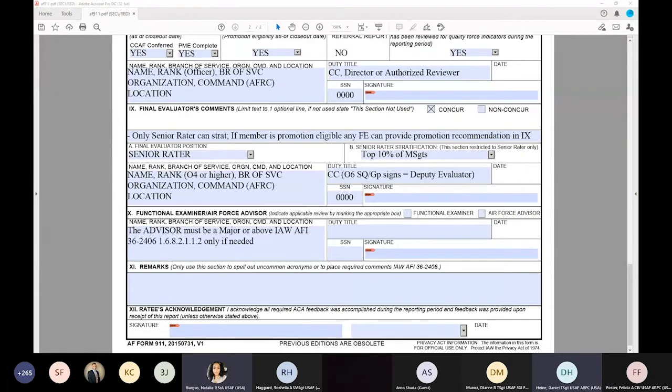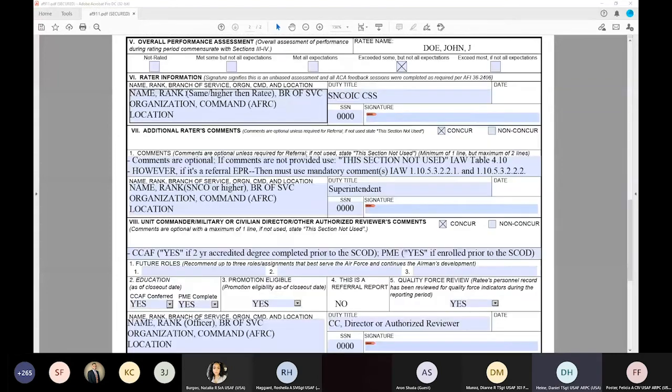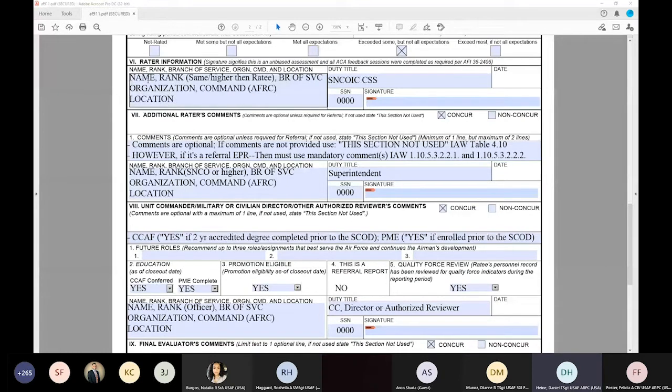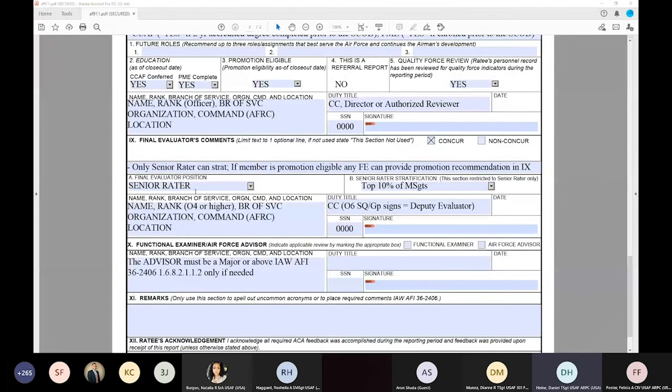A forced endorsement is when the senior rater is the first commander in the member's chain. So in this case, if the member works directly for the senior rater and the senior rater is signing as the rater, additional rater, commander, and final evaluator, then they would be marked as a forced endorsement. That is the only other time the senior rater would sign the report.